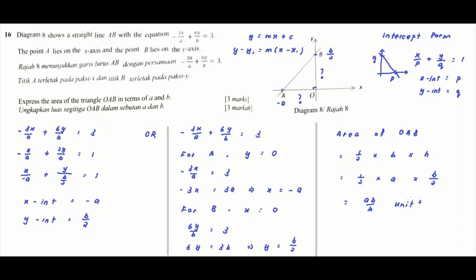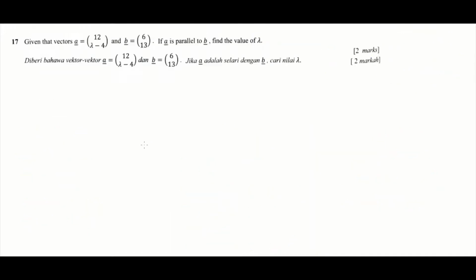Alright, so let's move on to number 17. Question 17: given vectors a and b here, if a is parallel to b, find the value of lambda. We know that when a is parallel to vector b, normally we express this relationship as the equation vector a equals k multiplied by vector b, where k is a scalar.